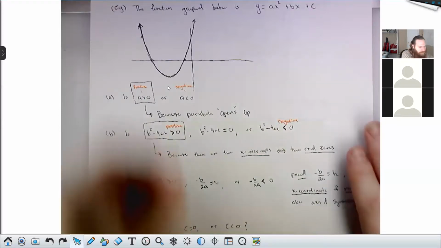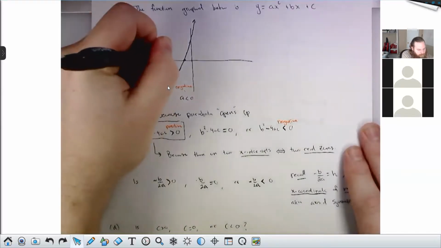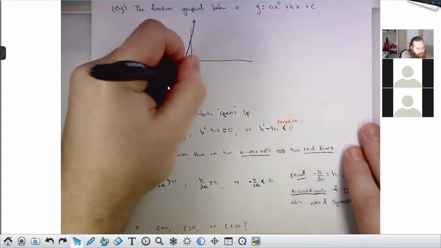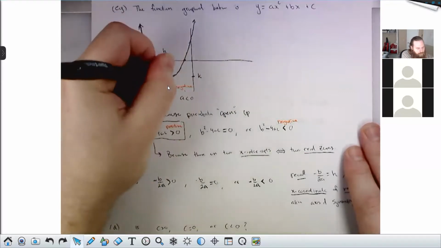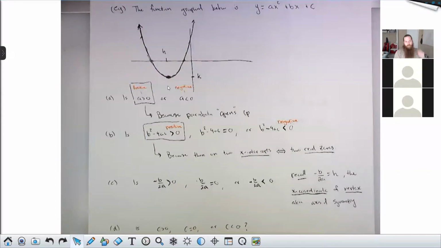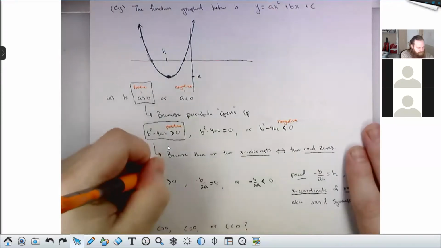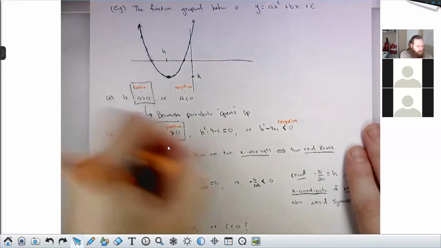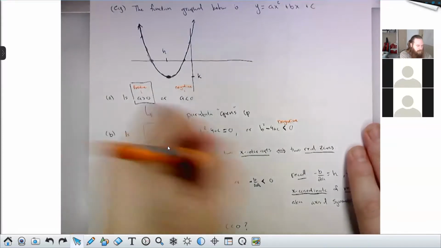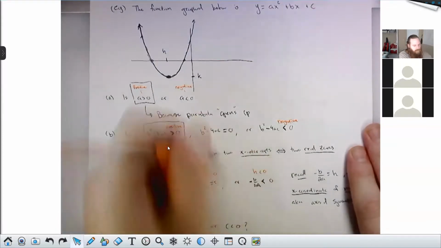So right here is h, right? And down here would be k, because this point, the vertex, is h comma k. H is negative b over 2a. So it's this x value. According to the picture here, is h positive, negative, or 0? So this one would say h is positive. This one would say h is 0. This one would say h is negative.